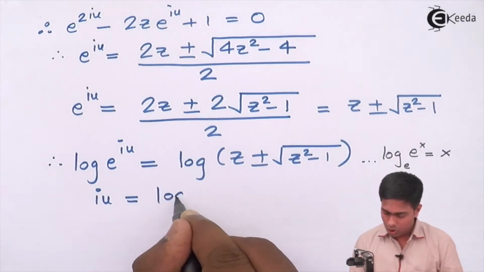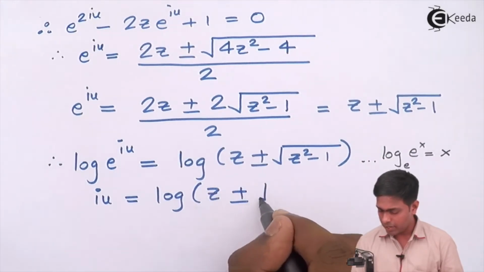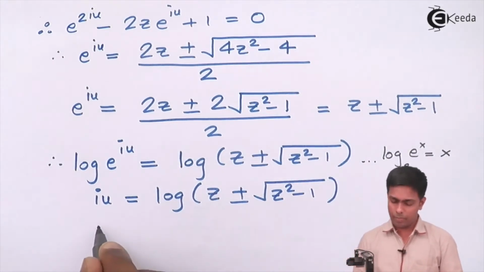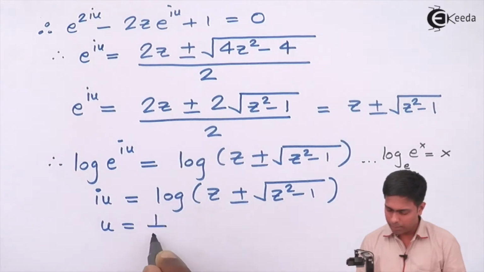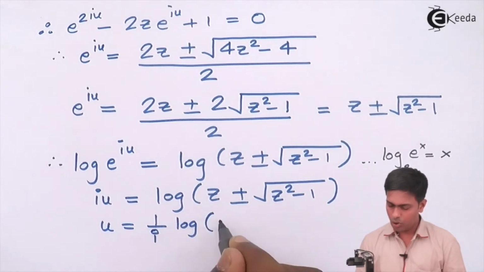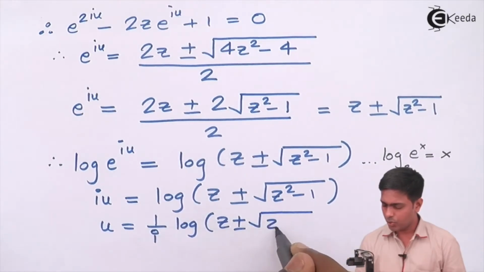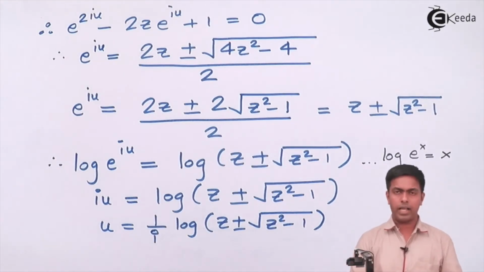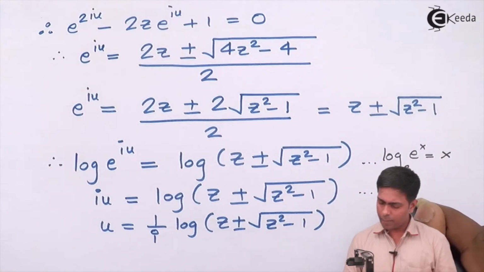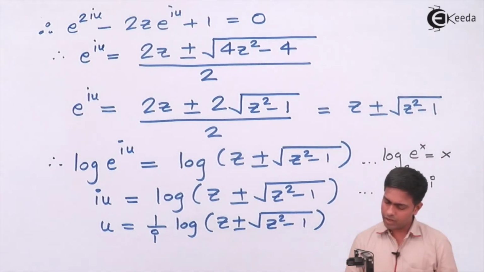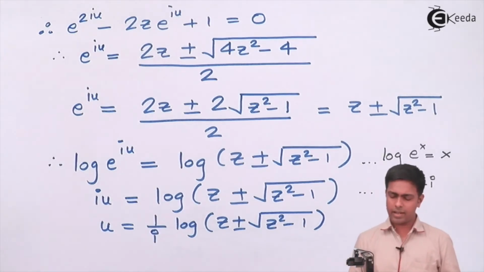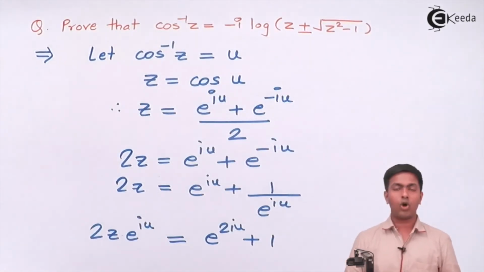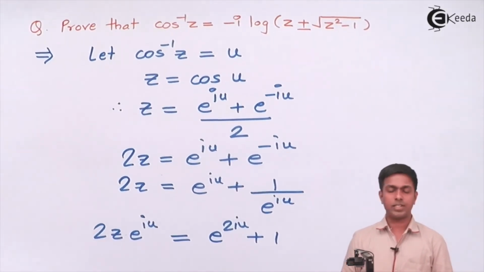Next, log of z plus or minus root of z square minus 1 as it is. i will go in the denominator, so u will become 1 by i into log of z plus or minus root of z square minus 1. Now guys, only one step, that is the value of 1 by i. So you all must be knowing that 1 upon i is nothing but negative i. So if I replace this 1 by i by minus i, we will get answer as minus i log of z plus or minus square root of z square minus 1.